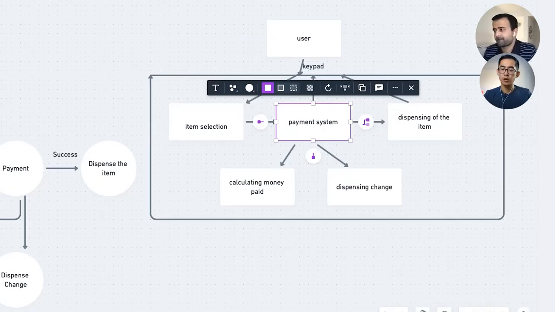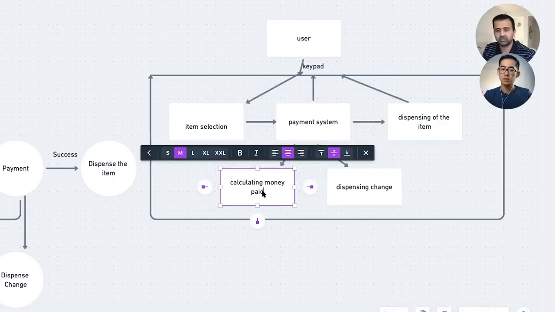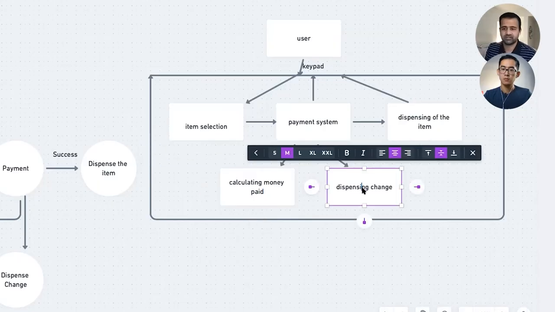Okay, and what if the user overpays? So basically, if the user overpays, the system would count the money, whether it's coins or different notes. The dispensing system here then calculates the difference, what it needs to dispense out. Along with the difference, it also calculates which currencies or which combinations of coins and notes it needs to dispense out to the user, and gives that notification to the payment system to do that.